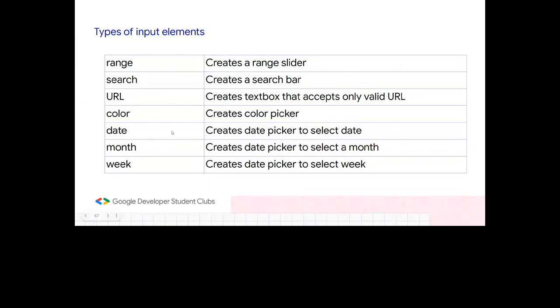And then we have three more important types like date, month, and week. Date is usually used to select your date of birth or date of joining. In these cases, the date type of input is very much used. Similar to date, month and week are also used. Month is generally used to select a month, and week is generally used to select a week.